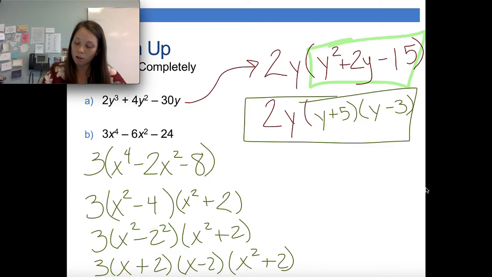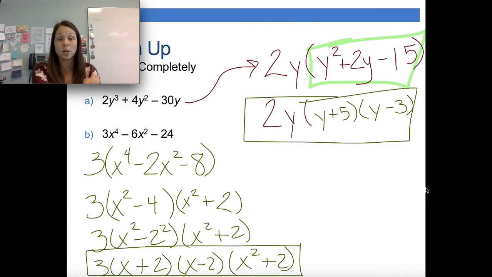But overall, our final answer is this piece all the way down here. Now I know we have an x squared term in that last factored piece, and that's okay because x squared plus 2 cannot be factored any further.